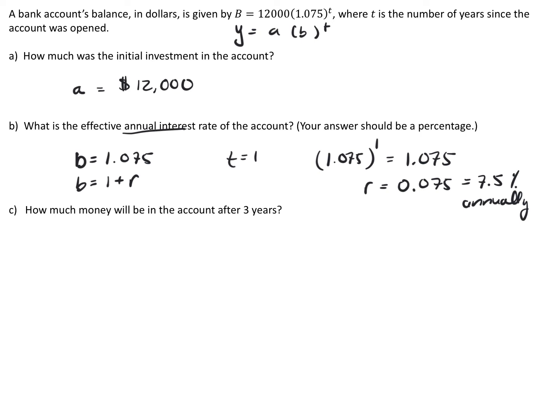Now we want to know how much money will be in the account after 3 years. So this is just a matter of figuring out what B of 3 is, so substituting in 3 for T. Let me make sure I didn't write too many zeros there. Okay. 1.075 to the 3. Okay, let's see what that gives us. That equals 14907.56. So that gives us $14,907.56.